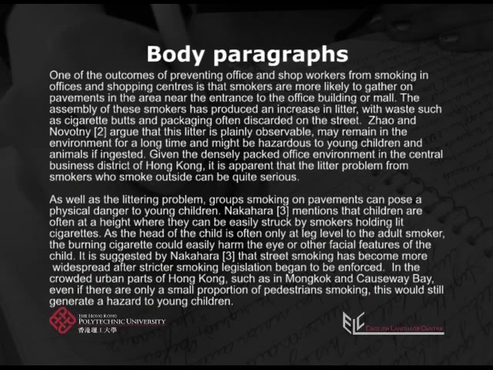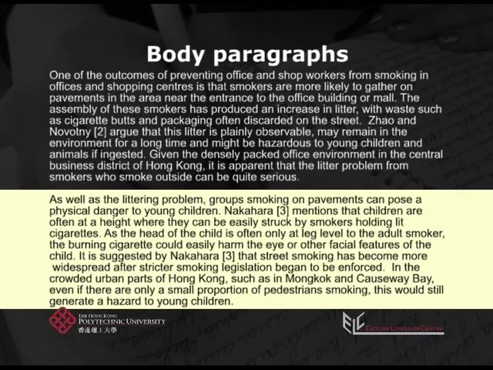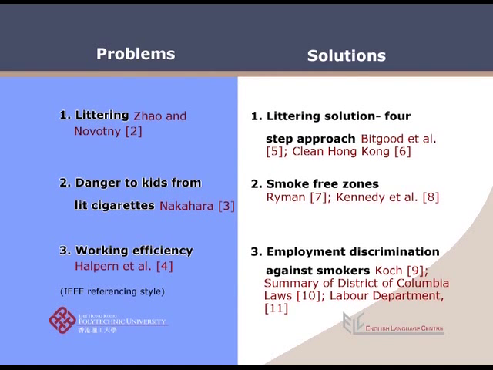Next, we're going to look at a couple of body paragraphs and see how they are structured. These 2 paragraphs focus on 2 problems. First, the littering problem, and second, the danger to children. First, remember that a paragraph should deal with one idea only. So remember the rough plan our writer had at the beginning? There were 6 points. That means 6 body paragraphs. 1 idea for each paragraph.